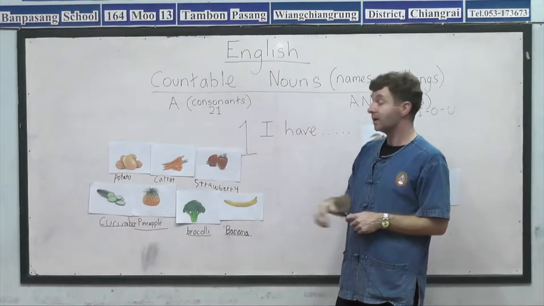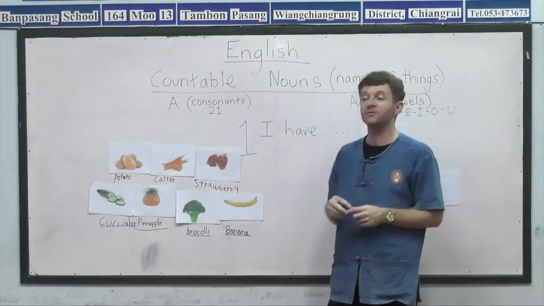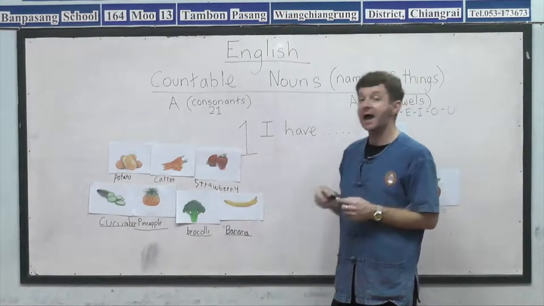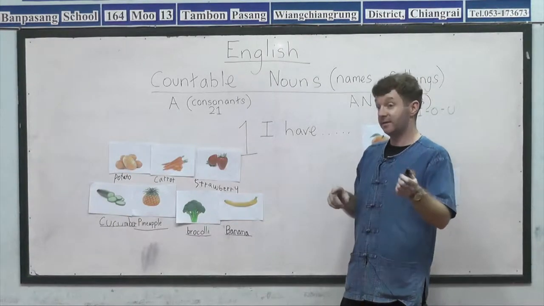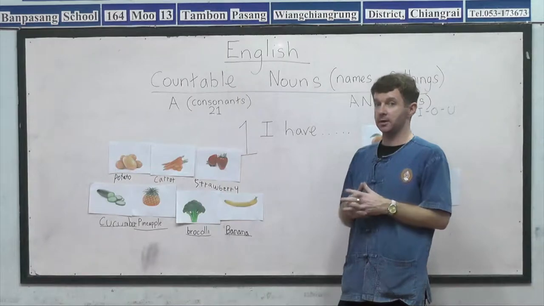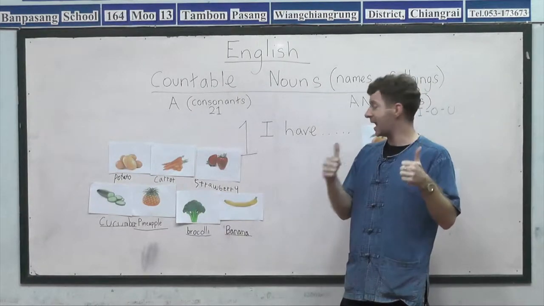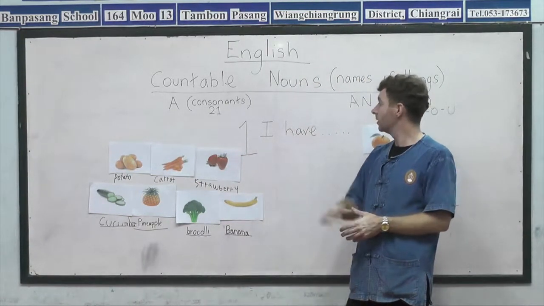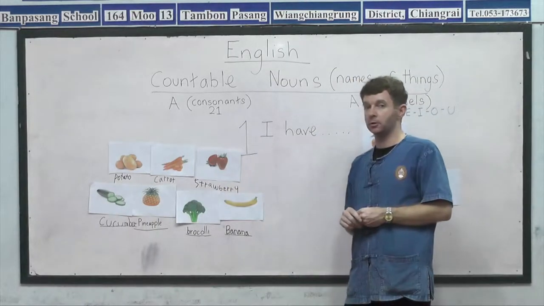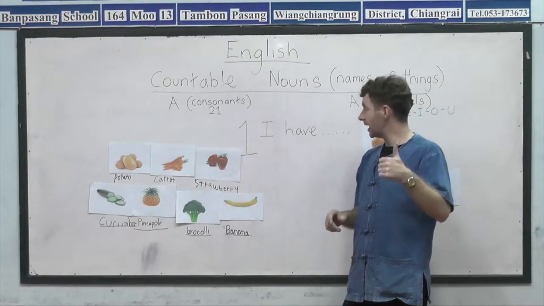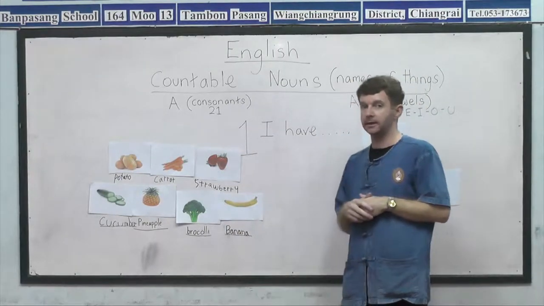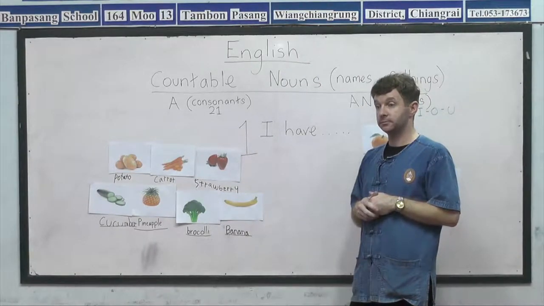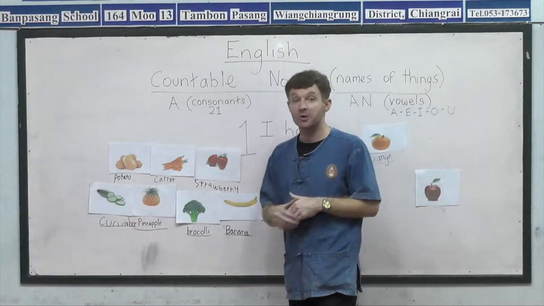So are you ready? Ready. I have one potato. I have one carrot. I have one strawberry. I have a strawberry. Excellent, guys. I have one cucumber. I have a cucumber. I have one pineapple. I have a pineapple. Excellent. I have one broccoli. I have a broccoli. I have one banana. I have a banana. Perfect.